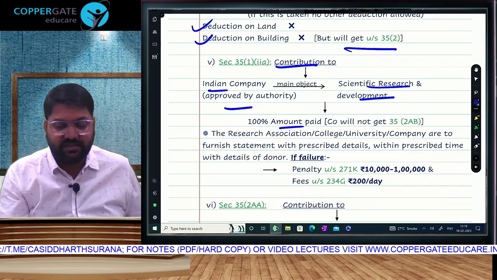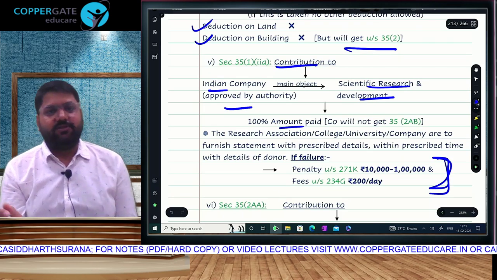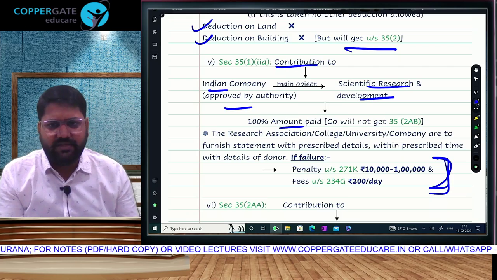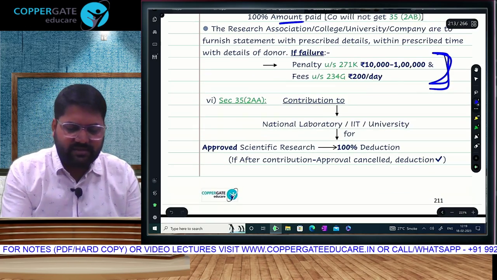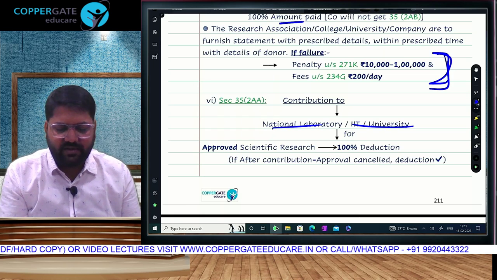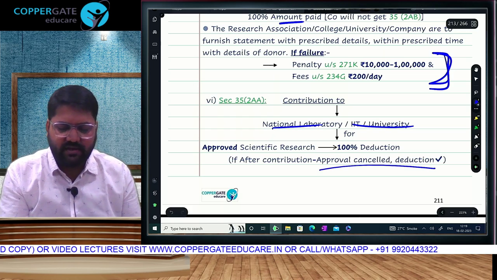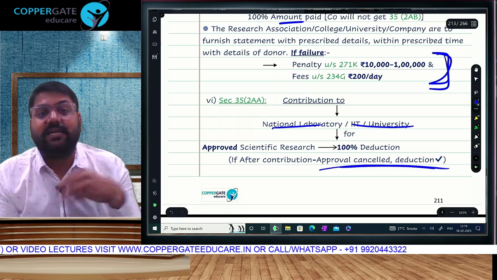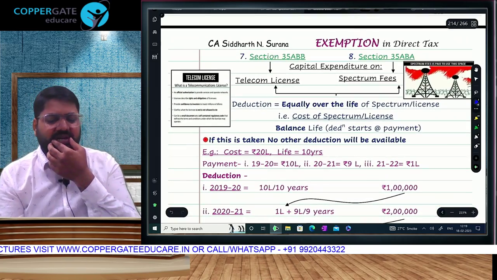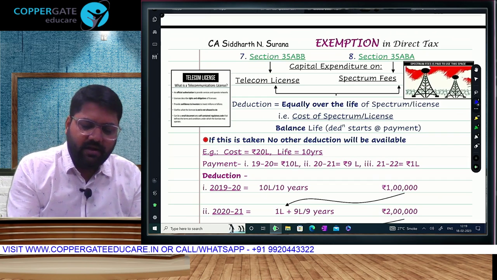These research associations have to file a statement giving particulars of donors so that AIS may we can put it. And of course penalty and fees we have already studied in the past chapters. Finally, if you contribute to national laboratory, IIT, etc., for approved scientific research, so we are going to give you 100% deduction. But if the approval is cancelled after contribution, that is not your problem, you will still get your deduction.